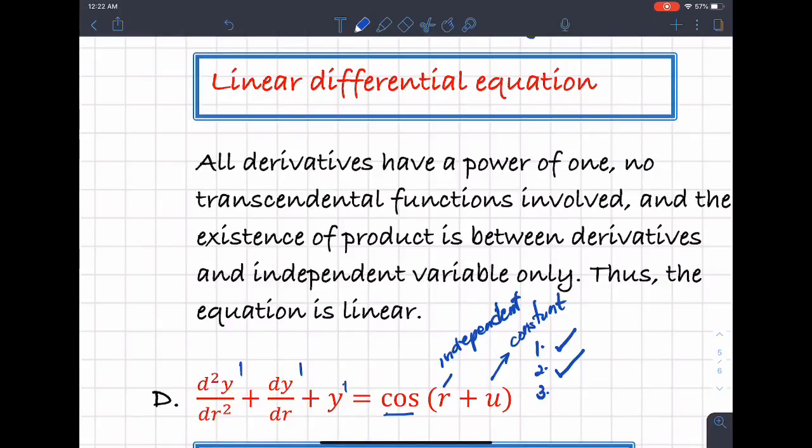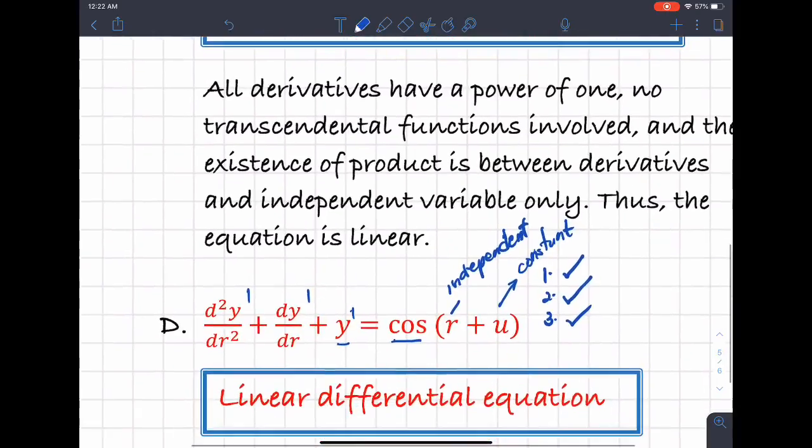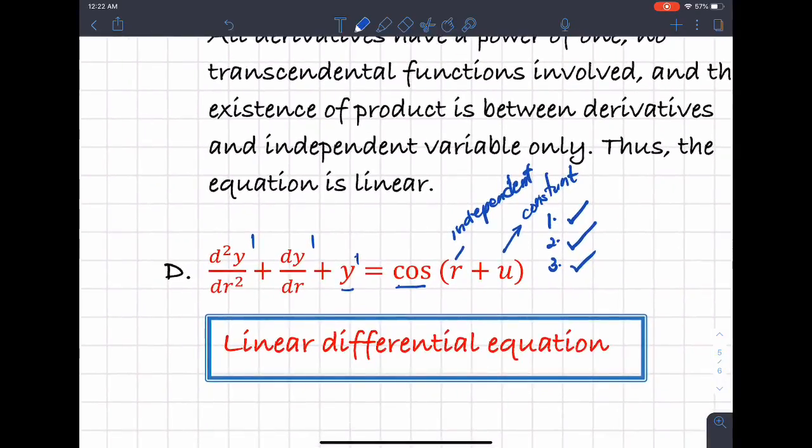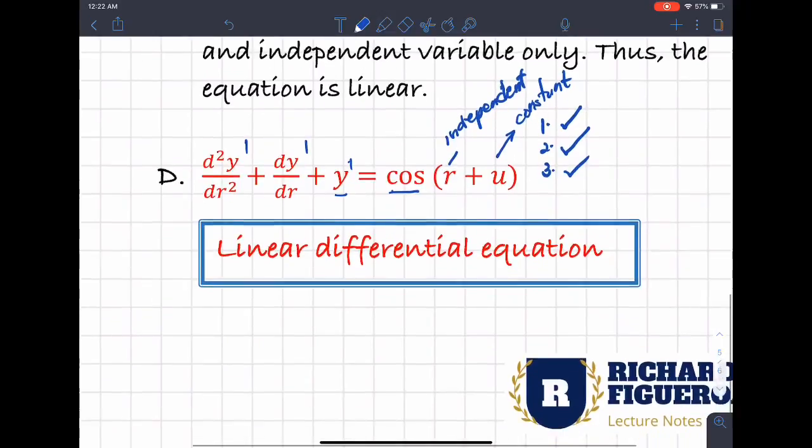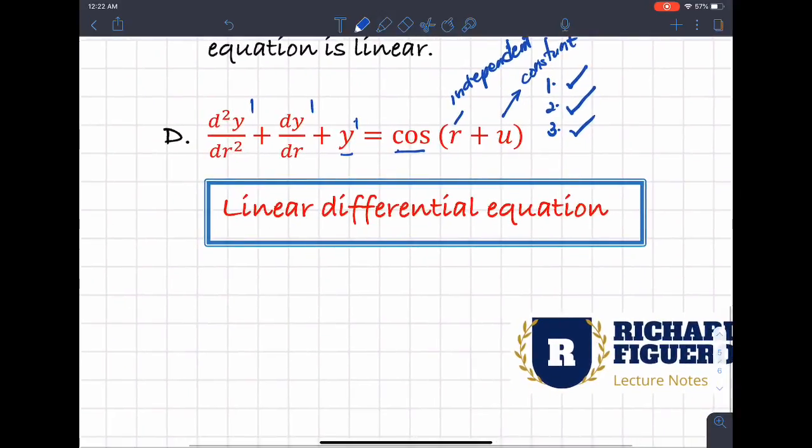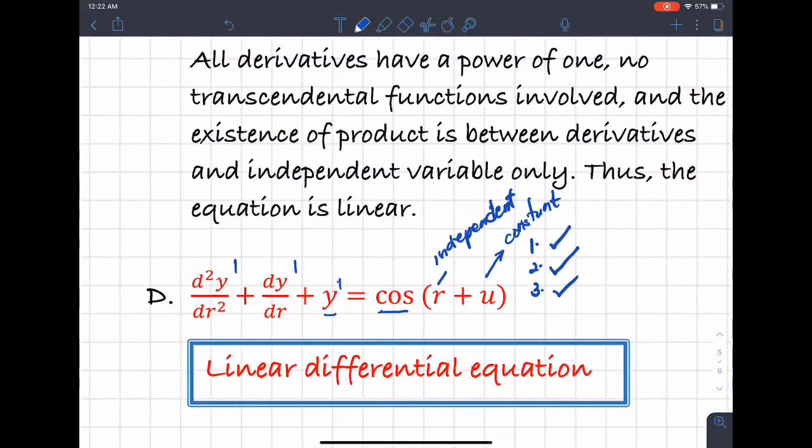And lastly, there should be no product of the dependent variable. y is not multiplied to dy over dr, nor is it multiplied to the second derivative of y with respect to r. So it satisfies our third criterion, making it a linear differential equation. Okay, so that is the last set of our examples. So hopefully you understand.